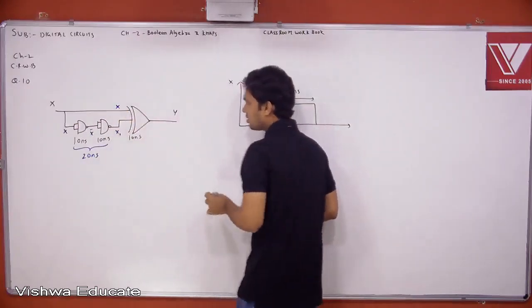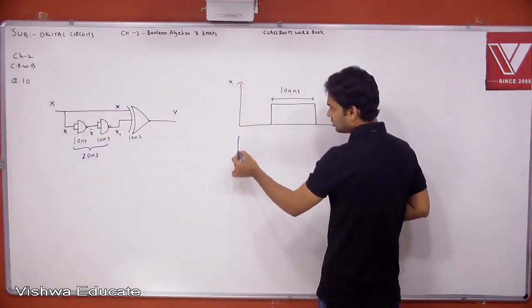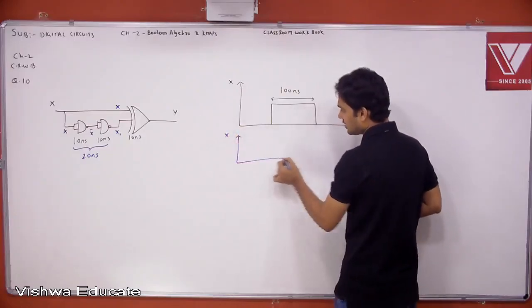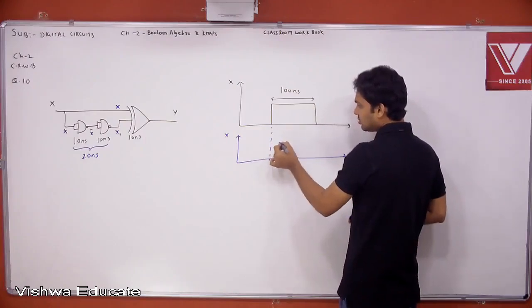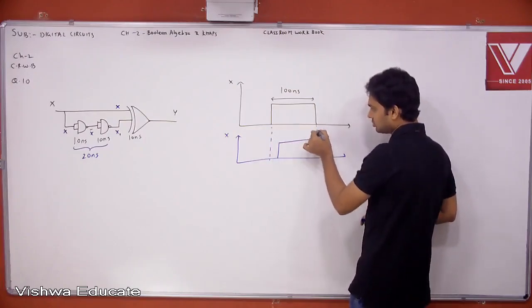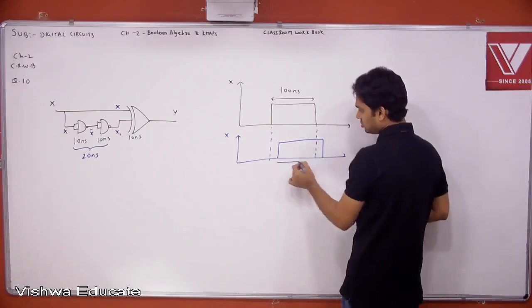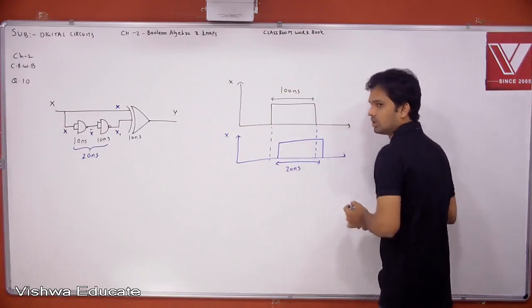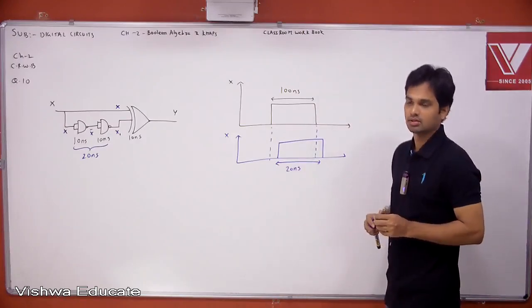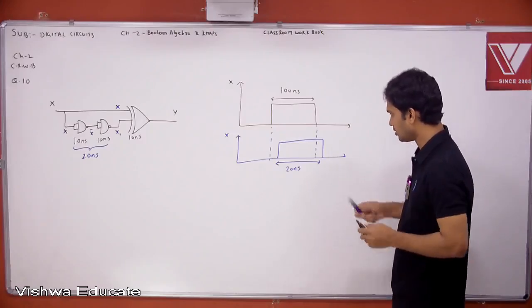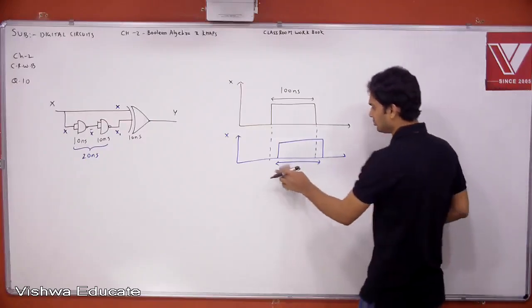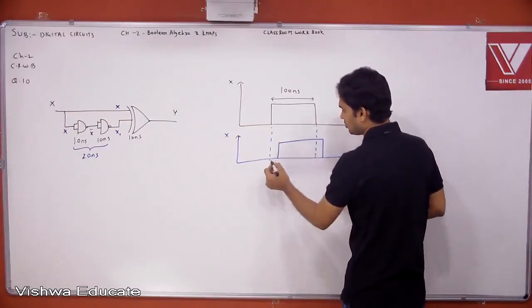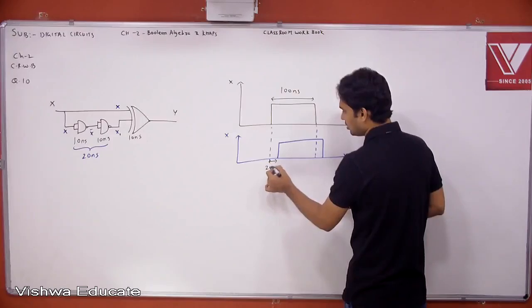Both are input to the XOR gate. So, what is X1? X1 is same as X, but there is a delay of how much? 20 nanoseconds. There is a delay of 20 nanoseconds. Right. Now see here. This is 20 nanoseconds.